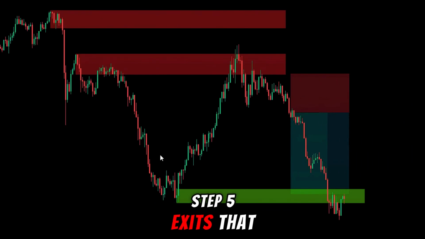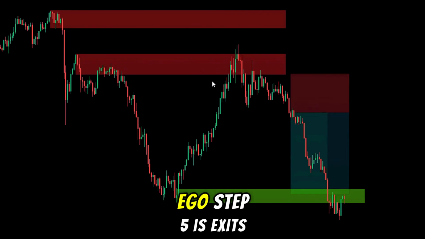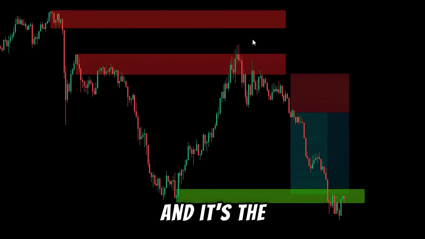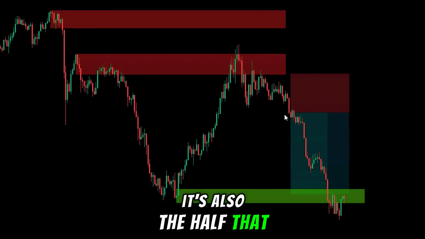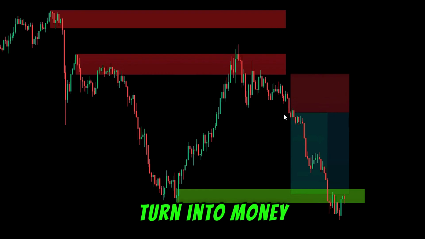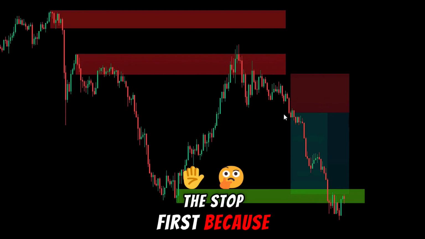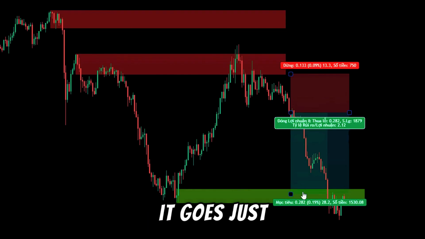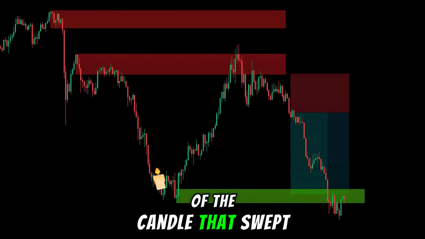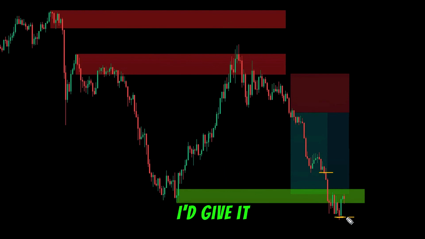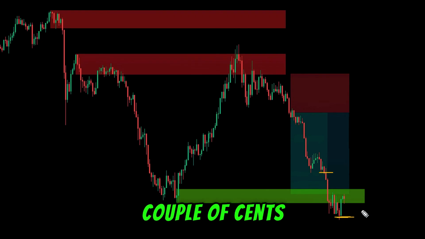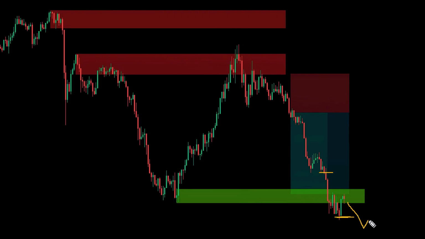Step 5. Exits that fit gold, not your ego. Step 5 is exits, and it's the half of trading nobody makes content about because it isn't exciting. It's also the half that decides whether your good entries ever turn into money. The stop first, because the stop defines everything else. It goes just below the low of the candle that swept the liquidity, plus a small buffer for spread and noise on gold. I'd give it a couple of dollars, not a couple of cents. That low is now protected. The stops beneath it have already been taken, so there's less reason for price to return there.